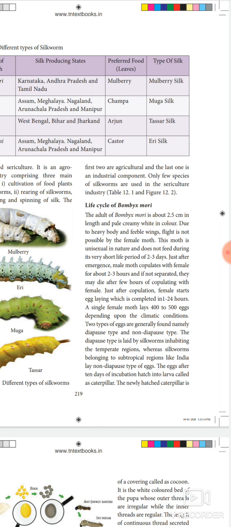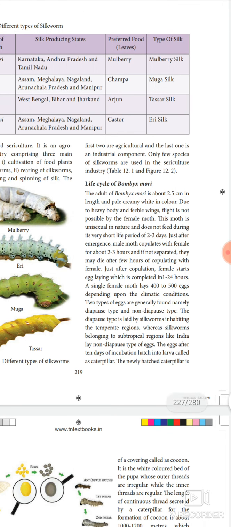It cannot fly. This moth is unisexual. What is meant by unisexual? Separated. Male moths and female moths are separate in nature, and they do not feed during their very short life period.